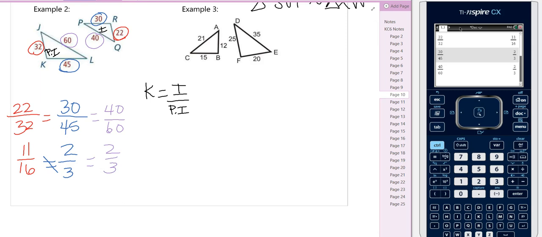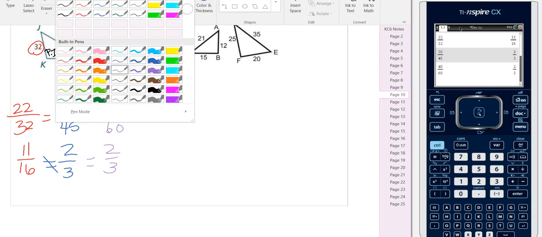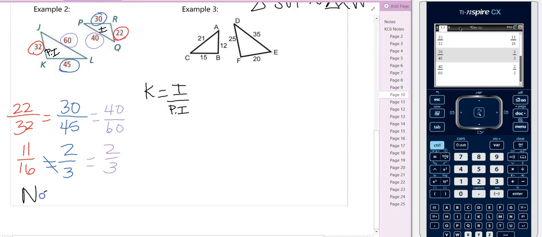But remember what it says above. It says all 3 sides have to be proportional. I only have 2 sides that are proportional. So actually, these 2 triangles are not similar. Not similar. Alright, that's all you can do. You can't say anything else. You can't write a similarity statement because they are not similar.